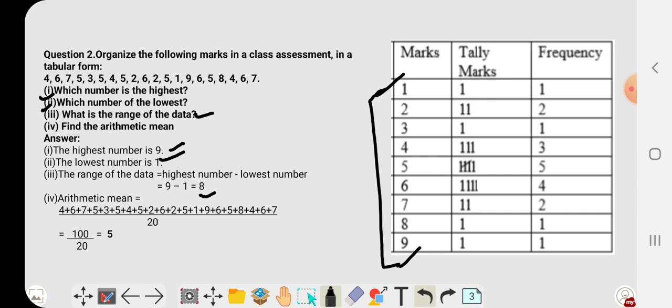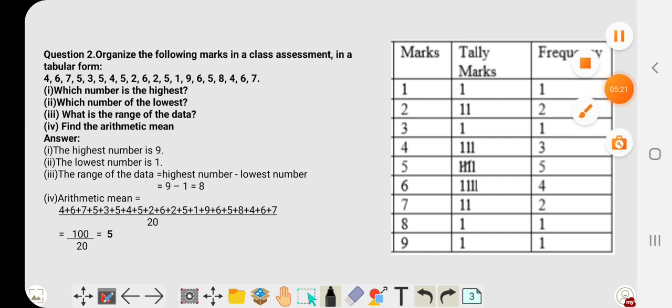Now arithmetic mean. To find the arithmetic mean, we add all the data and divide it by how many numbers are there, the number of observations. See, all the numbers we have added, and how many numbers are given there? These are 20 numbers, or we can say these are the marks of 20 students. By adding, we have got 100, divided by 20 gives 5. So this is the complete solution of question number 2. You have to make this table also.